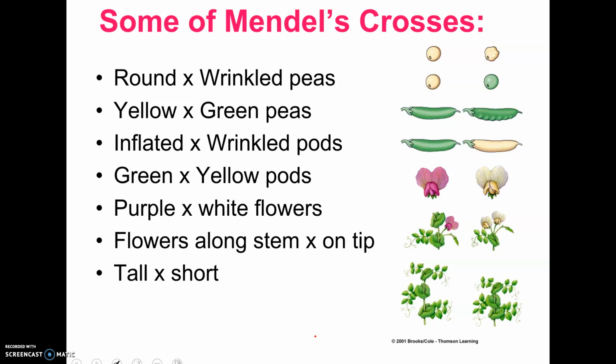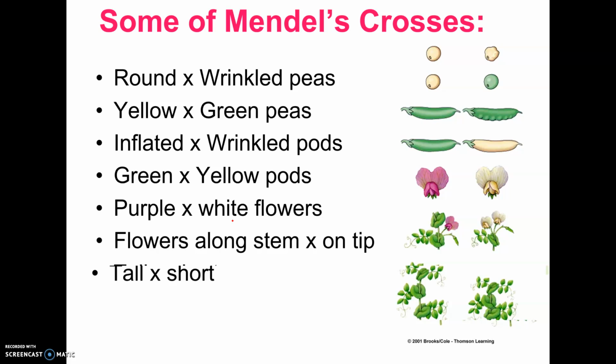These are just some of the traits he tested: round versus wrinkled, yellow versus green. And again, he got very lucky because every single one of these traits showed the principle of dominance. Like, he never crossed purple and white and got lavender. That would have been very confusing. If a plant does that, which some species do, that's not showing the principle of dominance. That's a non-Mendelian trait that we'll talk about next week. But right now, we're talking about what Mendel did, and all of his traits followed these rules.